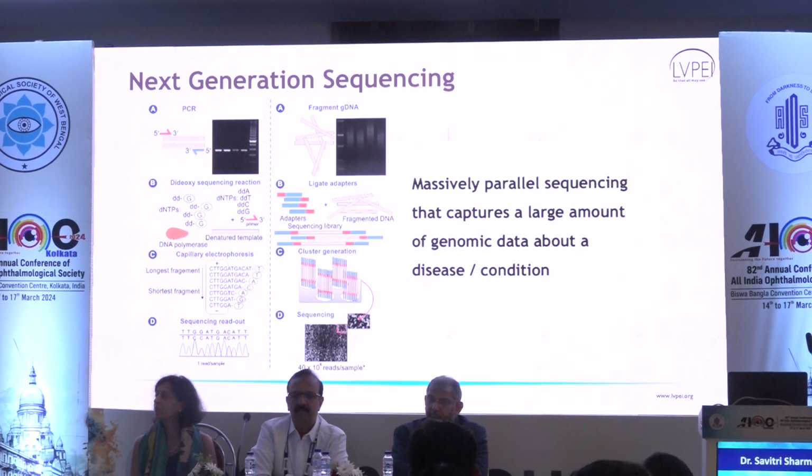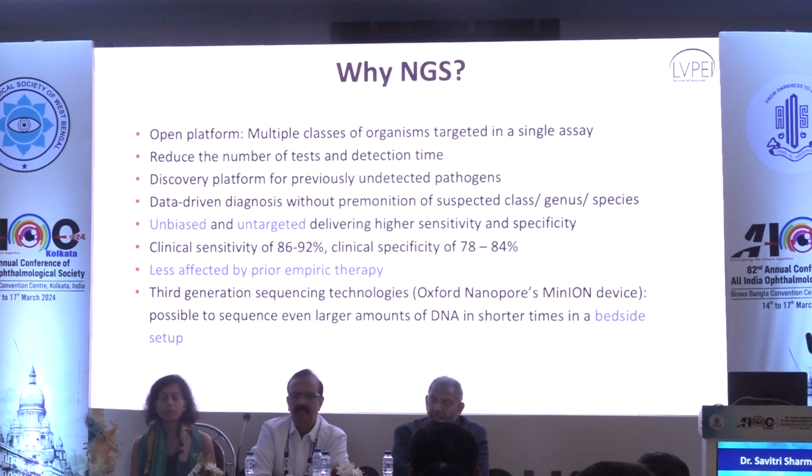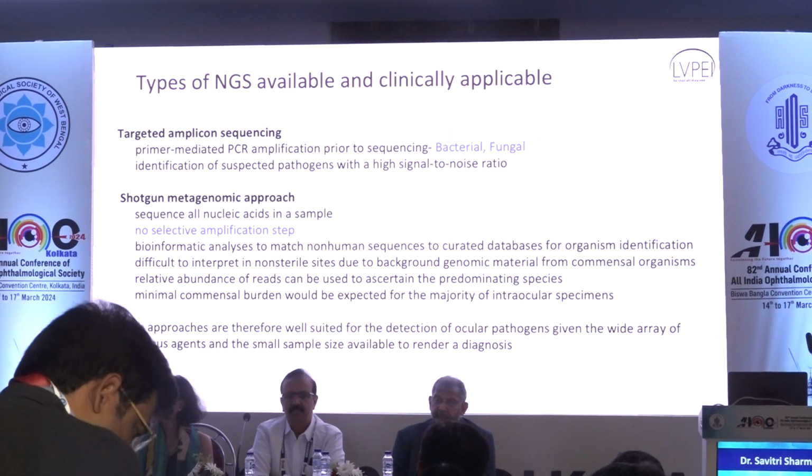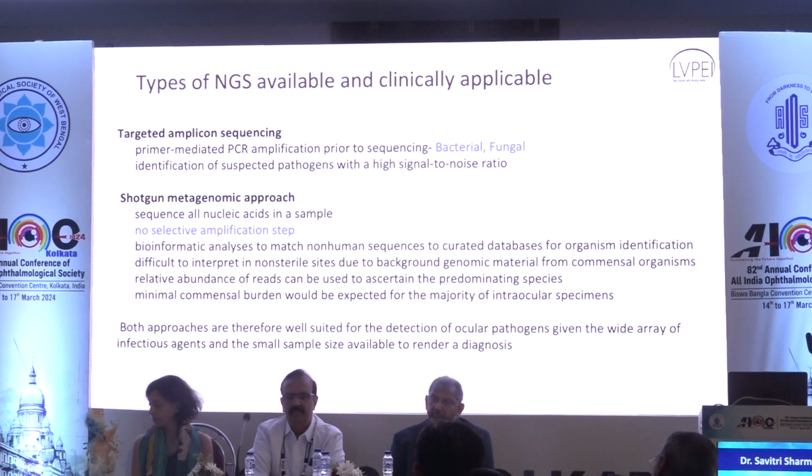So this is massive parallel sequencing that is done to capture a large amount of genomic data, and it is less affected by the prior empiric therapy. DNA is not affected, and so that's one advantage. People are now trying to make bedside setups or tests which can be done in small laboratories to identify the organisms. There are various types again in this. To a certain extent, you can target just all bacteria or all fungal, and then there is another one which is called shotgun metagenome, which is just to identify any DNA present in the sample.